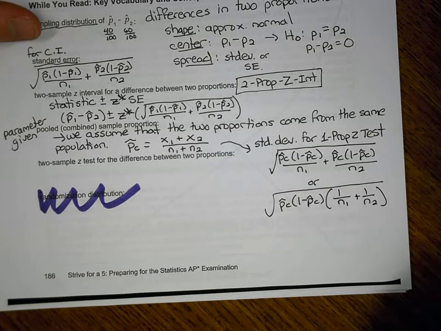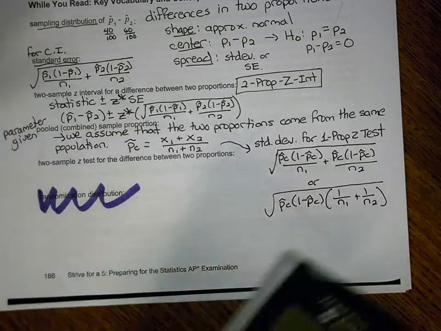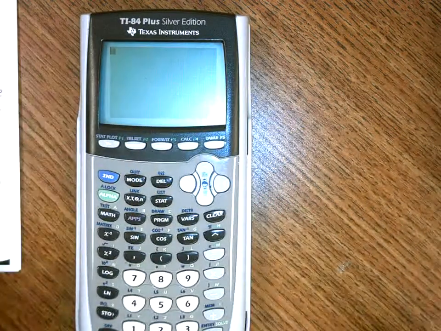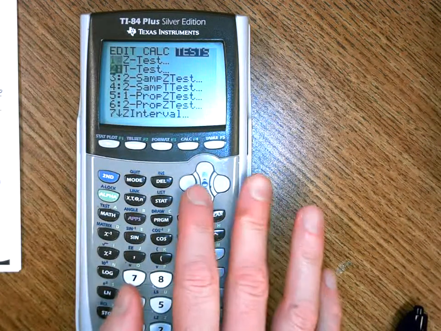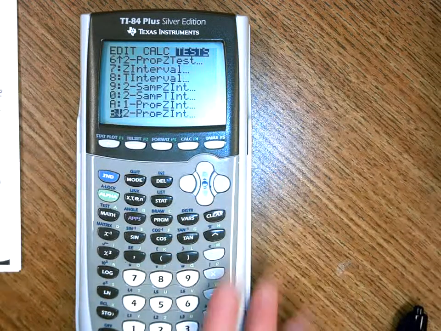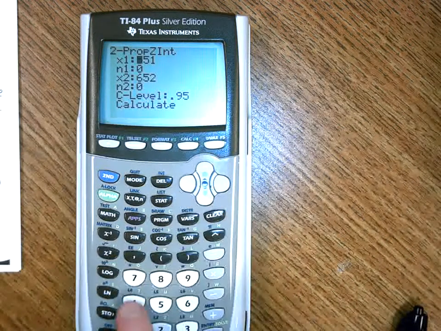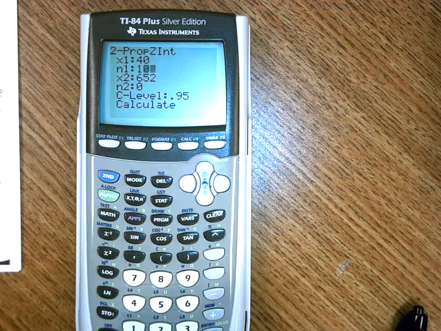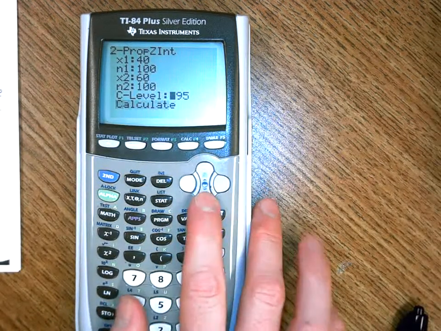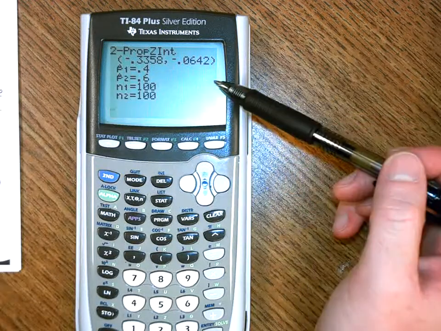Lots going on there. And by the way, I forgot to mention this in class on A Day if you're listening. But if we were to actually plug in numbers, that p hat combined will pop up on your calculator. If we hit stat, test, go to a 2-prop z interval, which is letter B. I have numbers in here. I'm just going to stick with the one I used earlier about the boys and the girls liking the color blue. Say it's a 95, calculate, and it gives me p hat 1, p hat 2, and here's my interval.